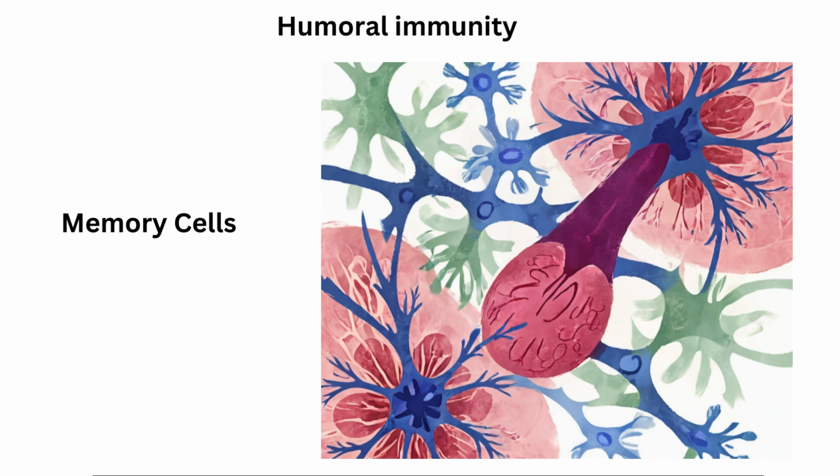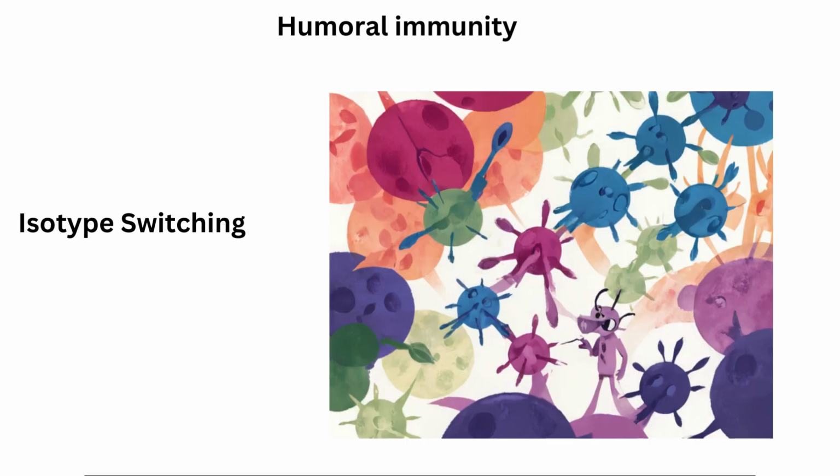Memory cells. Memory B cells are long-lived cells that remember the antigen they encountered. They remain in the body after an infection is resolved, providing long-term immunity. If the same antigen re-enters the body in the future, memory B cells can quickly generate a rapid and specific immune response.